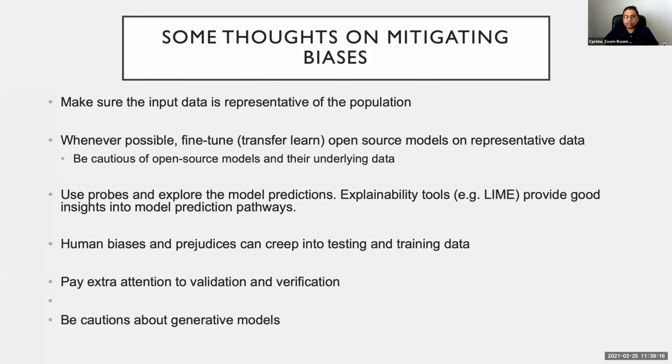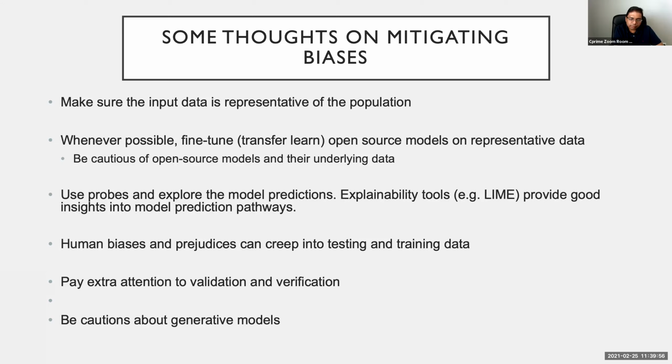And so I just want to end with some thoughts on mitigating the bias from a practitioner's perspective again. You have to be very careful and make sure that your population is represented when you're trying to train your data. Whenever possible, use transfer learning on your open source model with representative data. Do not just rely on open source models, because if you don't have your own data and you can't do your own testing, validation, and things like that, you may run into problems.